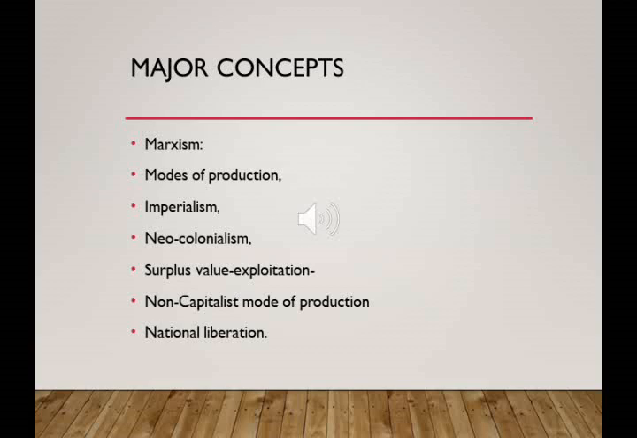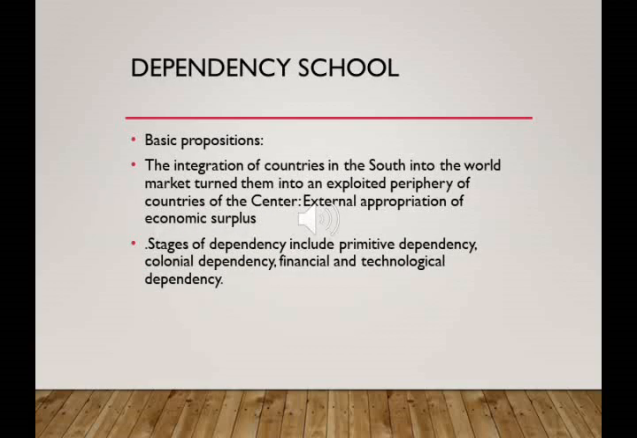All right, okay. Now we are in a position to move to another school. What are the propositions of the dependency school? There are two major propositions. One is that when countries of the periphery are integrated in the international market, they would fall victims of exploitation by countries of the center. Why? Because this integration in the international market would lead to external appropriation of the economic surplus.